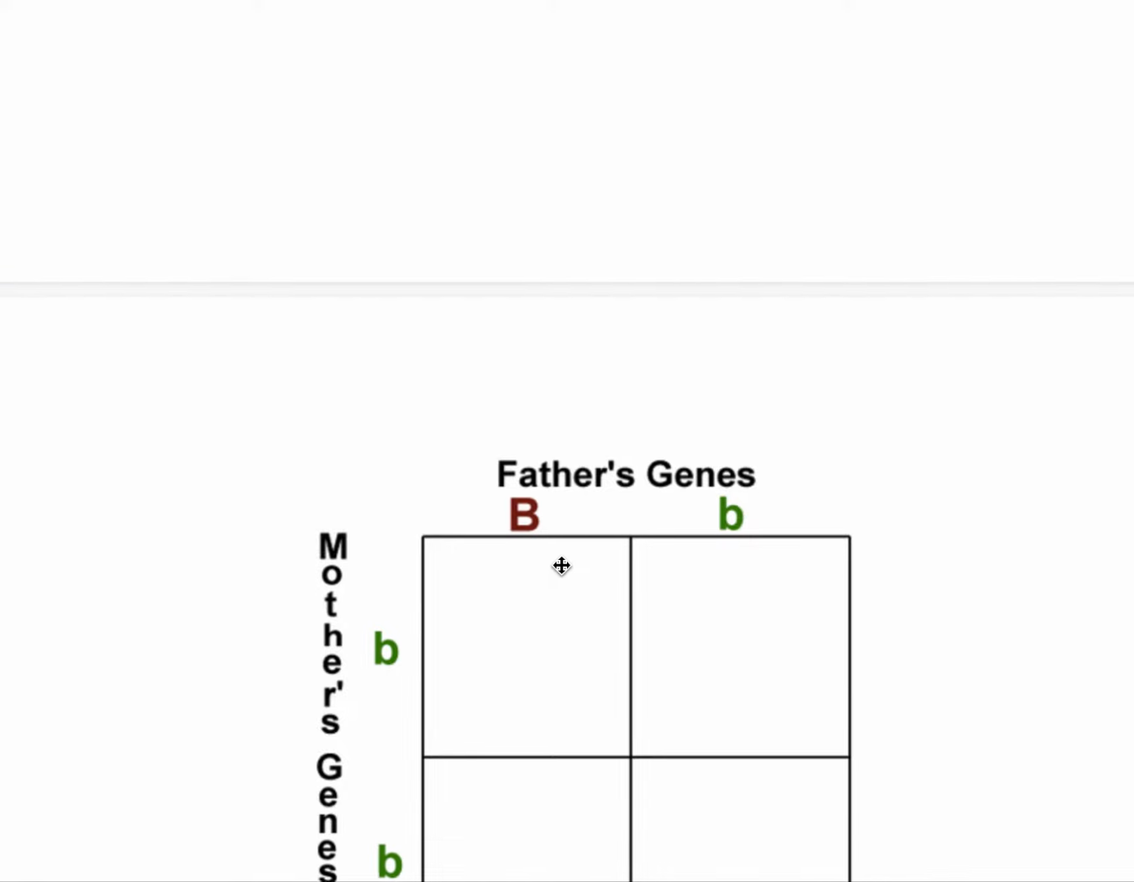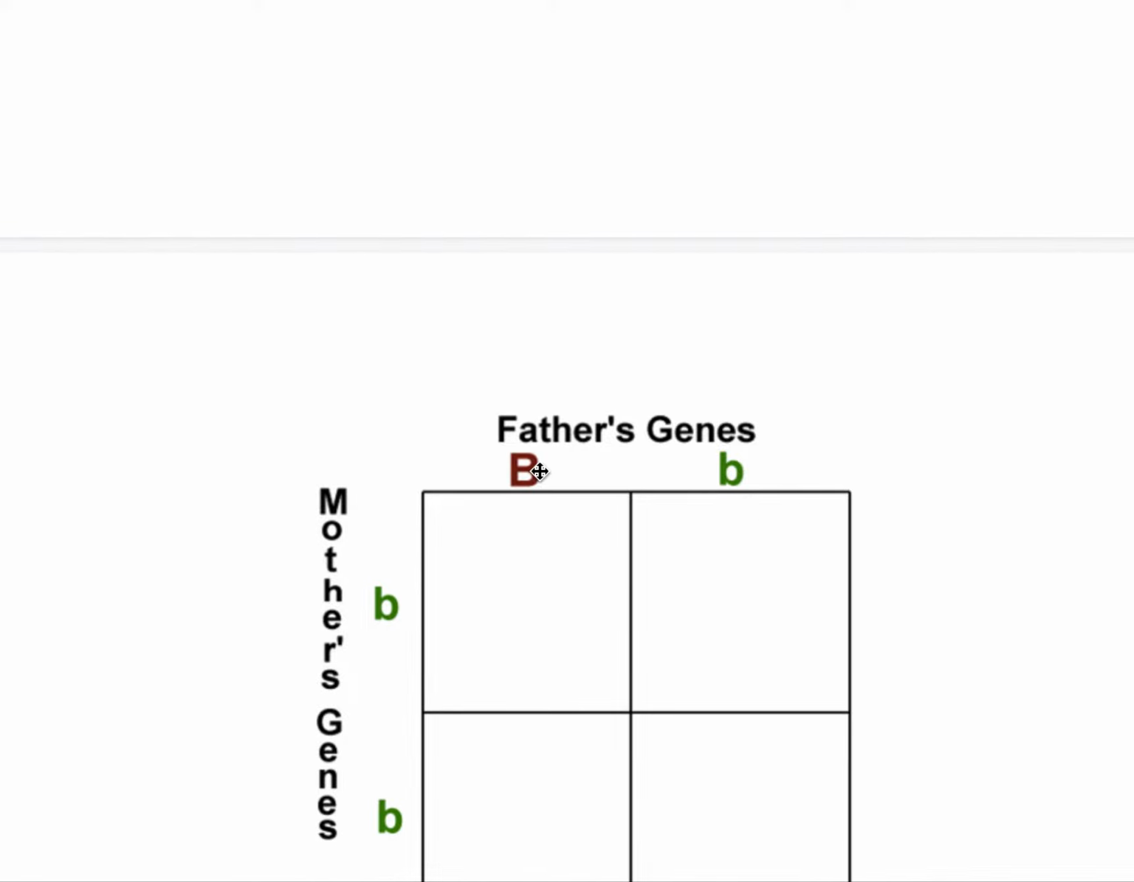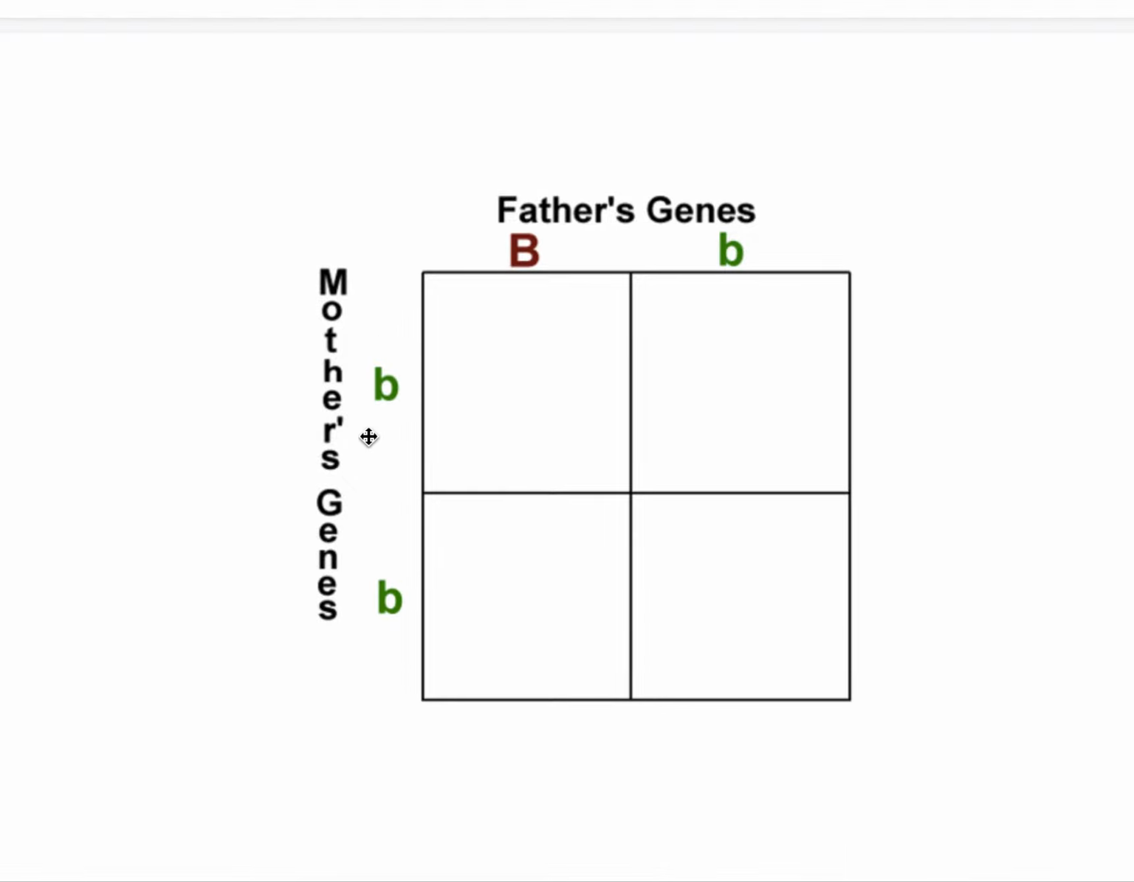So dad's go here. His is uppercase B, lowercase b. So one column gets uppercase B, one column gets lowercase b, and then mom's are written right here, lowercase b, lowercase b. And in these squares, you write the combinations of the column and the row letter.